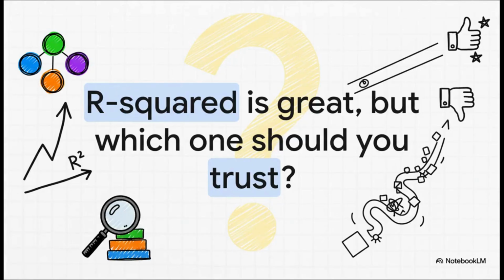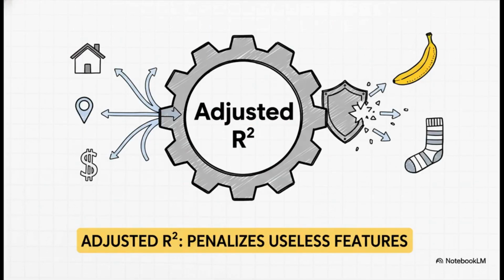But there's a sneaky little problem with the regular R-squared. It will almost always go up if you add more variables to your model, even if those new variables are completely useless. This leads us to a really important question. Which R-squared can you actually trust? And the answer is adjusted R-squared, especially when you have more than one input variable. This is the number you want to look at. It's smarter than the regular R-squared because it actually penalizes you for adding in extra features that don't really improve the model's predictive power. It keeps your model honest.